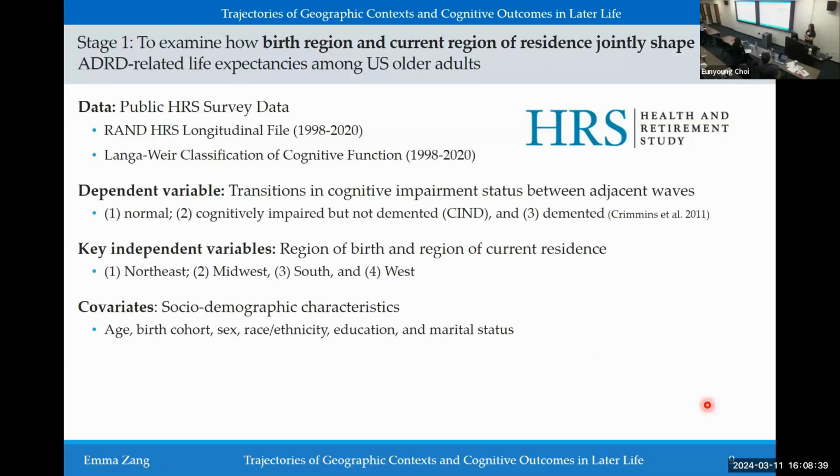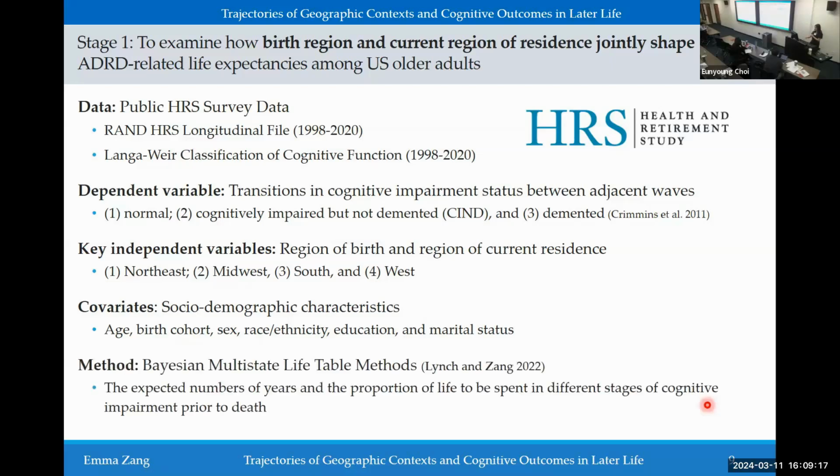Our dependent variable is transitions in cognitive impairment status between adjacent waves. We have 4 states: normal, cognitively impaired but not demented, which we refer to as CIND, and demented, and the last state is death. And our key independent variables are regional birth and regional current residence, which have 4 categories: Northeast, Midwest, South, and West. And we also control for a variety of social demographic characteristics, including age, birth cohort, sex, race, ethnicity, education, and marital status.